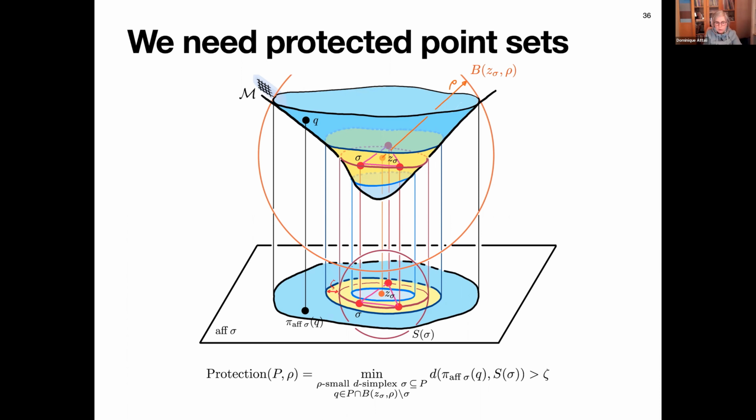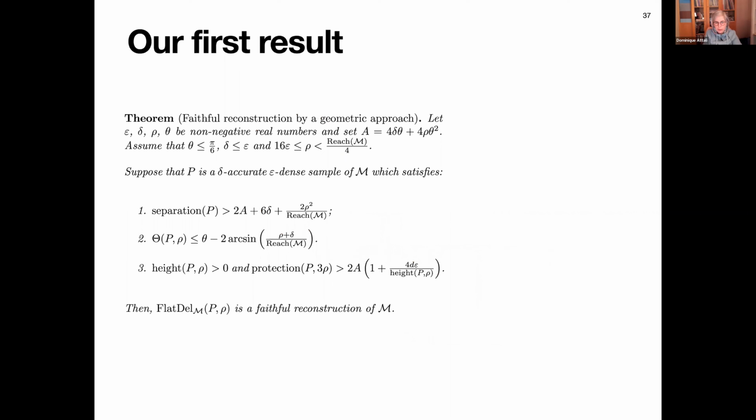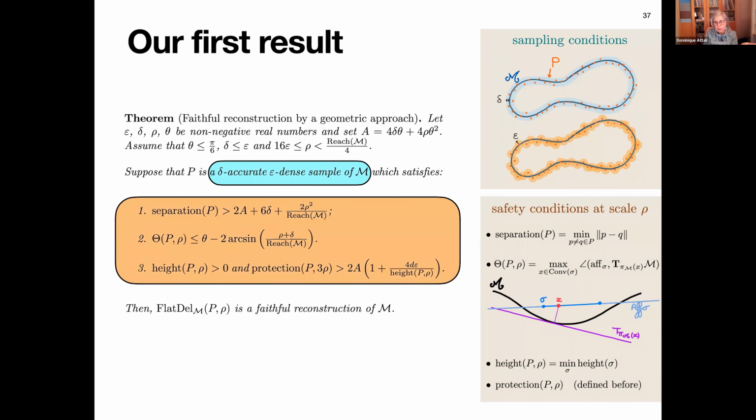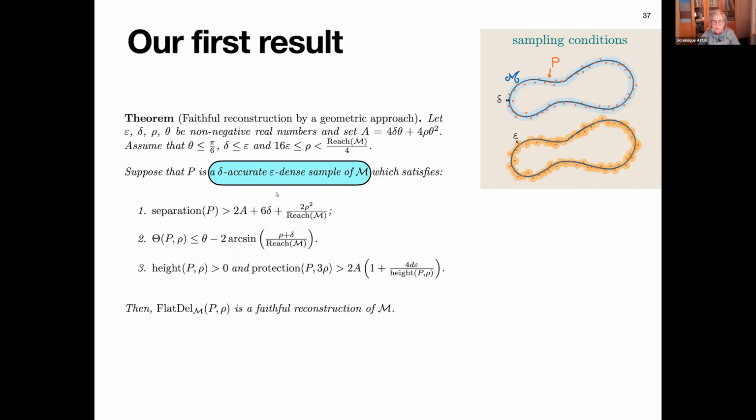Okay, so I'm going to state our first result. So it looks like this, and it states conditions under which we have what we want, that the flat Delaunay complex is a faithful reconstruction. And among the conditions, we have sampling conditions and safety conditions. So the conditions can be classified in two types. Okay, sorry.